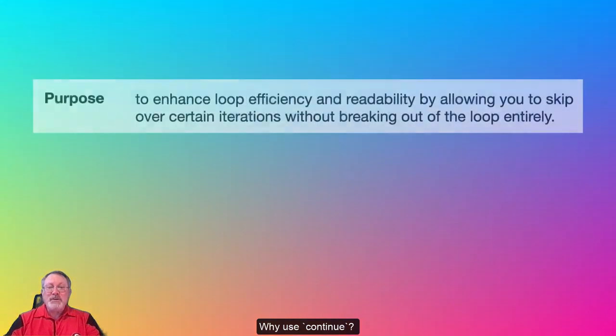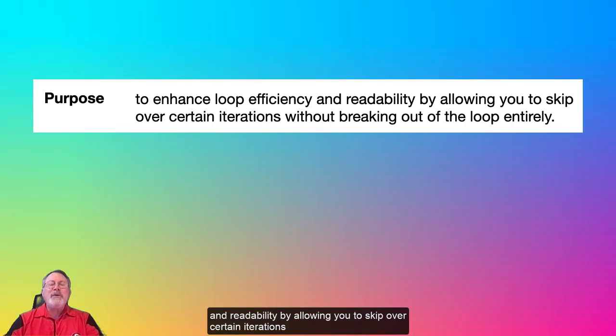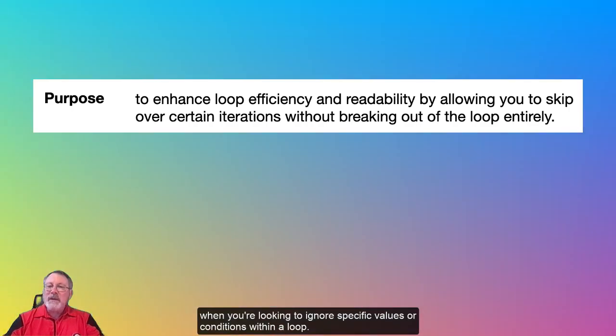Why use continue? Its primary role is to enhance loop efficiency and readability by allowing you to skip over certain iterations without breaking out of the loop entirely. This can be particularly useful when you're looking to ignore specific values or conditions within a loop.